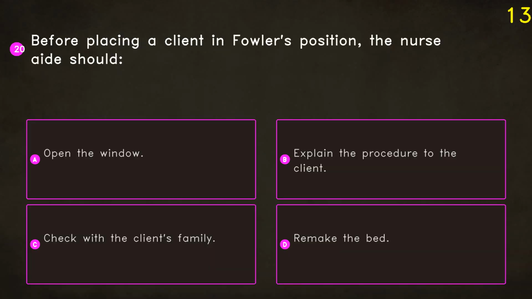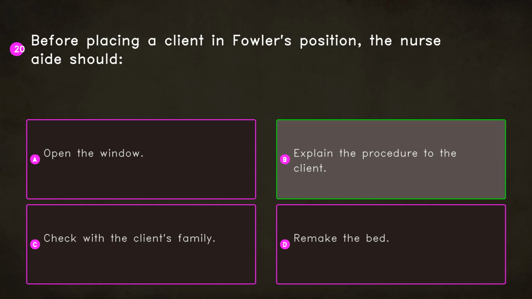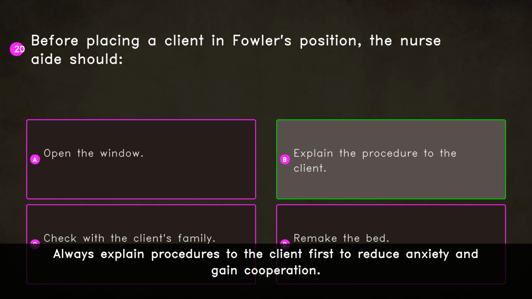Question 20. Before placing a client in Fowler's position, the nurse aide should: A. Open the window. B. Explain the procedure to the client. C. Check with the client's family. D. Remake the bed. The correct answer is explain the procedure to the client. Always explain procedures to the client first to reduce anxiety and gain cooperation.